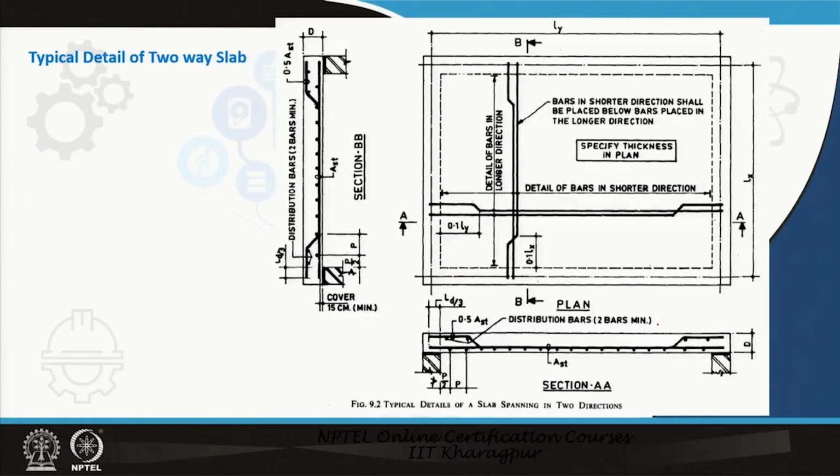If it is a two-way slab, then on both sides it is going to be cranked, 0.1 L, 0.1 L like that, and in both cases you can have the cranking up. How much the cranking is and how much the distance is, everything is mentioned over there.